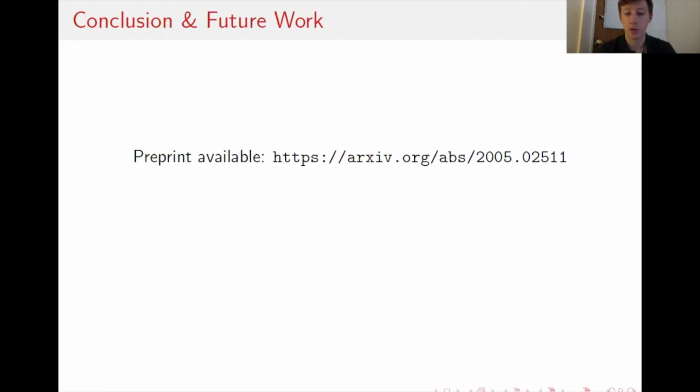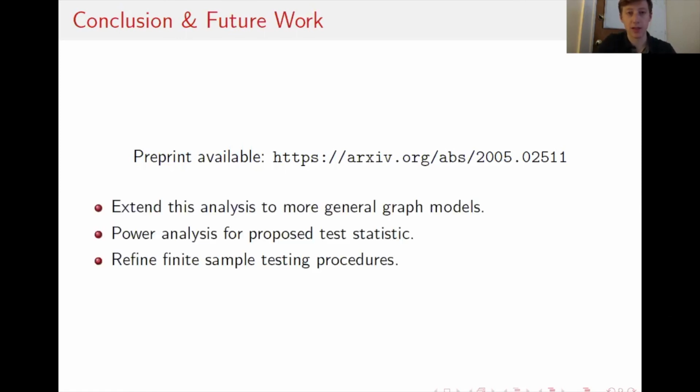Currently we're working on some future directions of this work, including extending the analysis beyond the eigenscaling random dot product graph to encapsulate more general graph models. We'd also like to get a power analysis for our proposed test statistic and refine finite sample testing procedures to fix some of the level problems that we were seeing on those power curves.